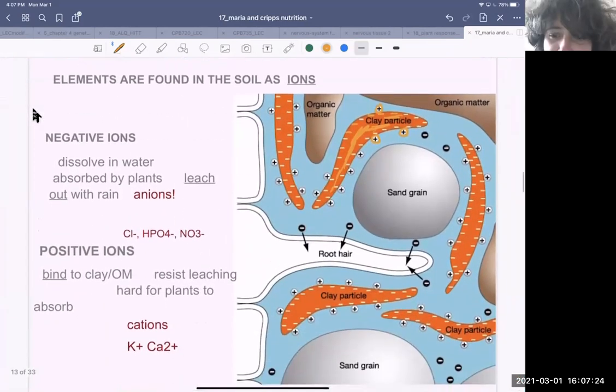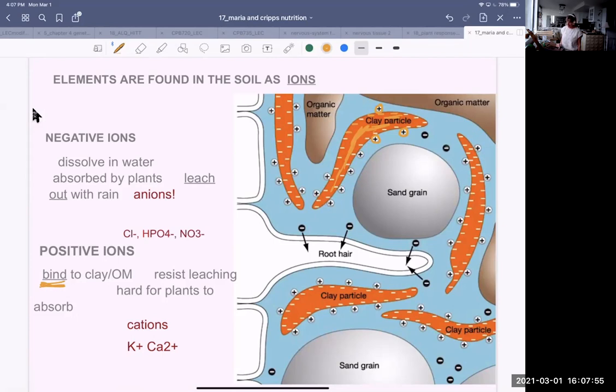Clay is negatively charged? Yeah, totally. Clay is negatively charged. And so that has a couple of implications. The positive ions bind to the clay. So you're probably thinking, well, if that's happening, how is the plant getting the positive ions if it's being attracted to the clay? So there is a way that plants do that, which is very interesting.